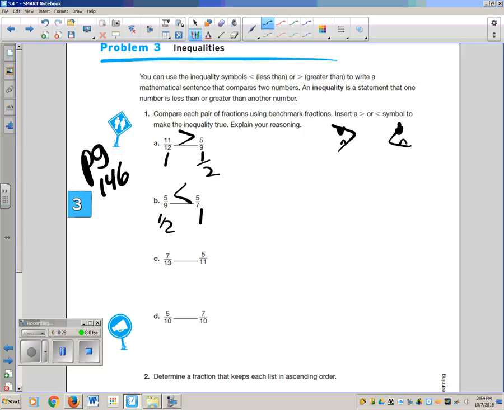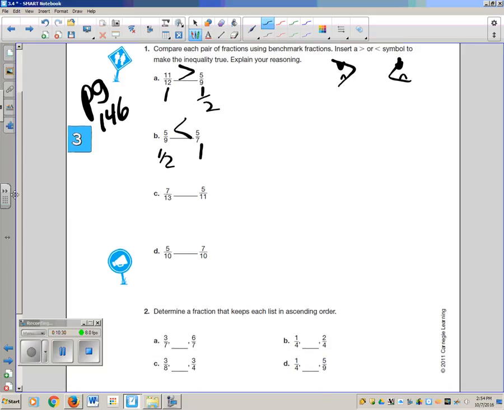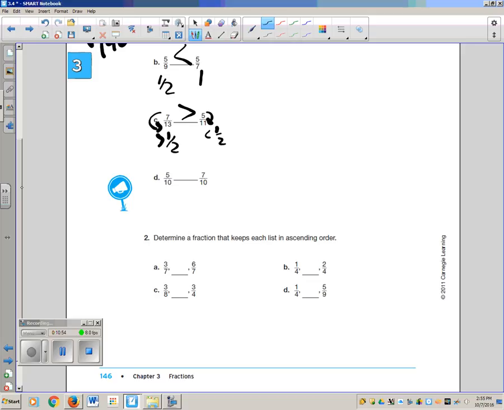7/13. If I double 7, I would get 14. This is greater than a half. If I double 5, I would get 10. This is less than a half. 7/13 is greater than 5/11. D's easy. 5/10 or 7/10. Would you rather have 5 pieces of pizza or 10 pieces of pizza? Your teacher would always take the 7 pieces.